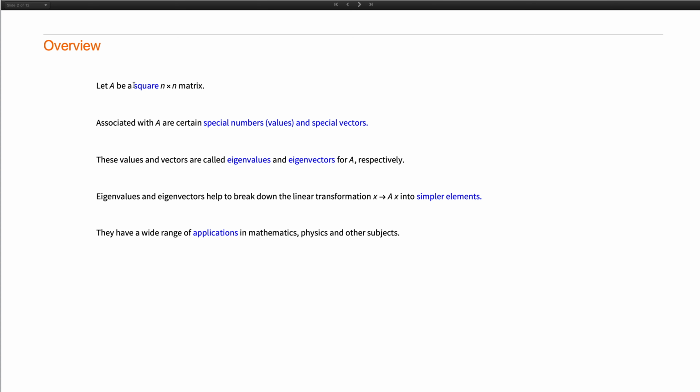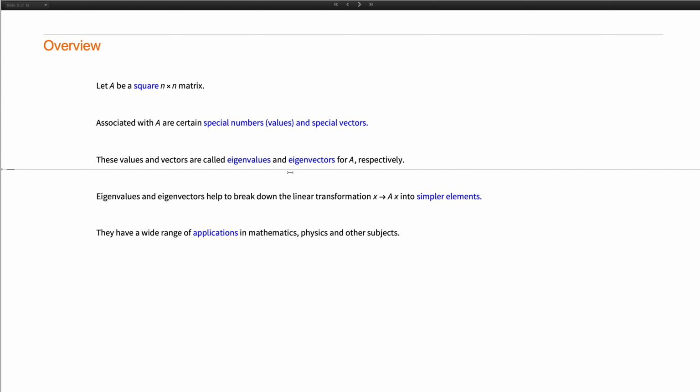Let's say you have a square matrix A, an n by n matrix, with n rows and columns. Then associated with A are special numbers, or values really, and special vectors. These special values and vectors are called eigenvalues and eigenvectors for A respectively. You can think of them as belonging to A, very peculiar and special to A itself.